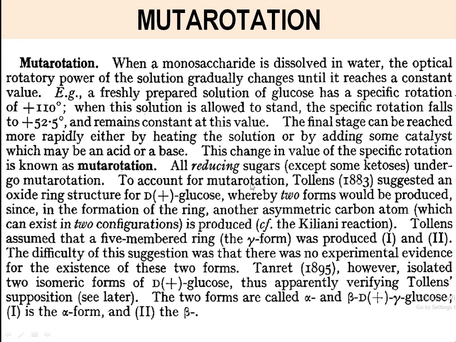When we were reading in semester 1, we talked about what is referred to as the specific rotation. It is the rotation of the plane polarized light in a particular direction by the solution. Here, when a freshly prepared solution of glucose is taken, it has a specific rotation of 110 degrees. When this solution is allowed to stand, the specific rotation falls to 52.5 degrees and it remains constant. So what is happening? Why is this 110 degrees converted to 52.5 degrees?